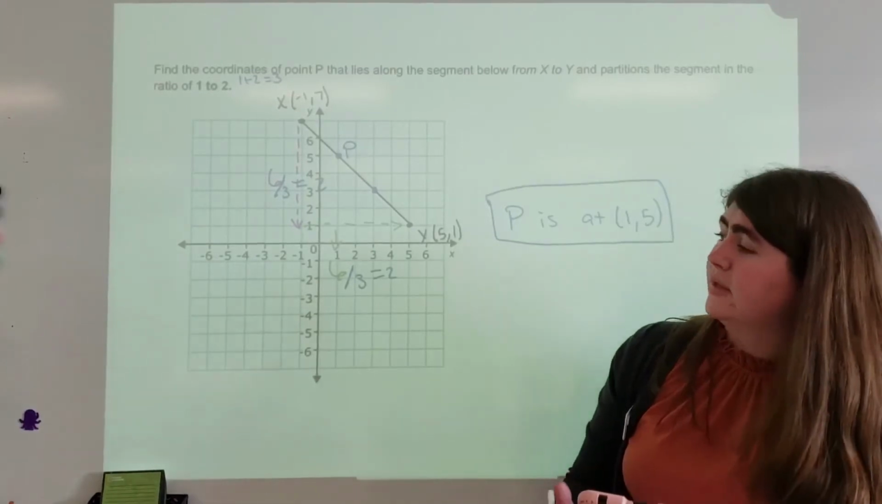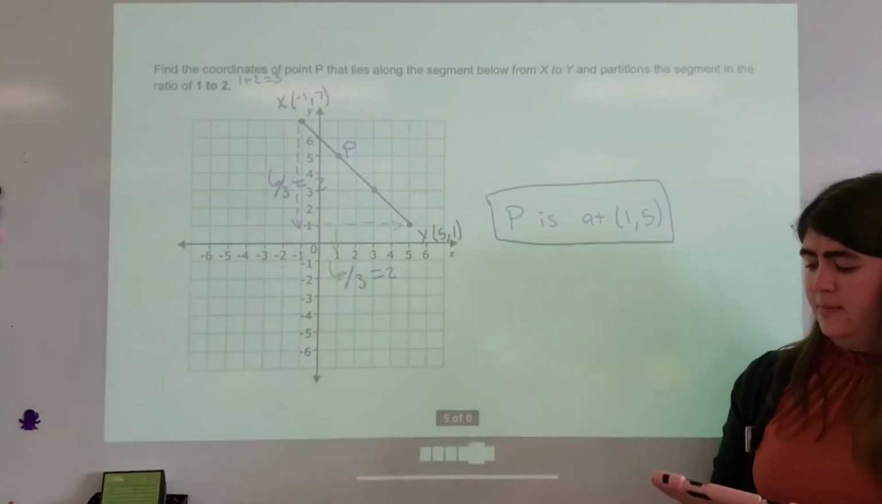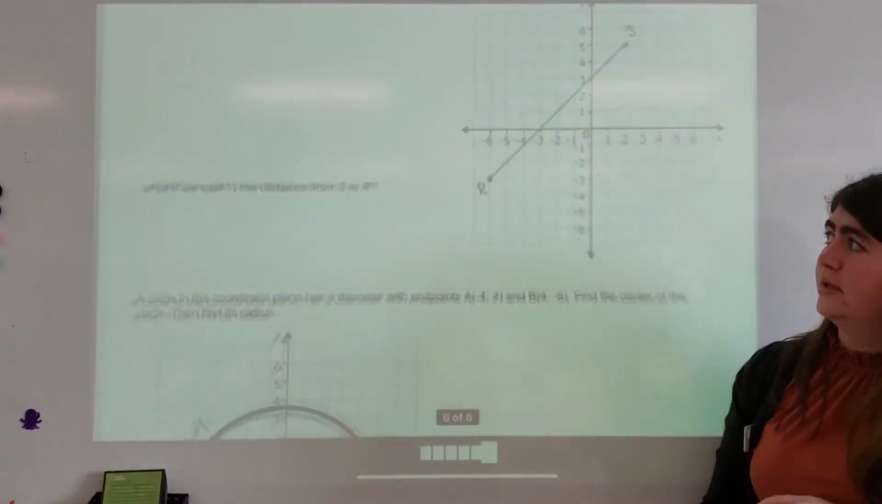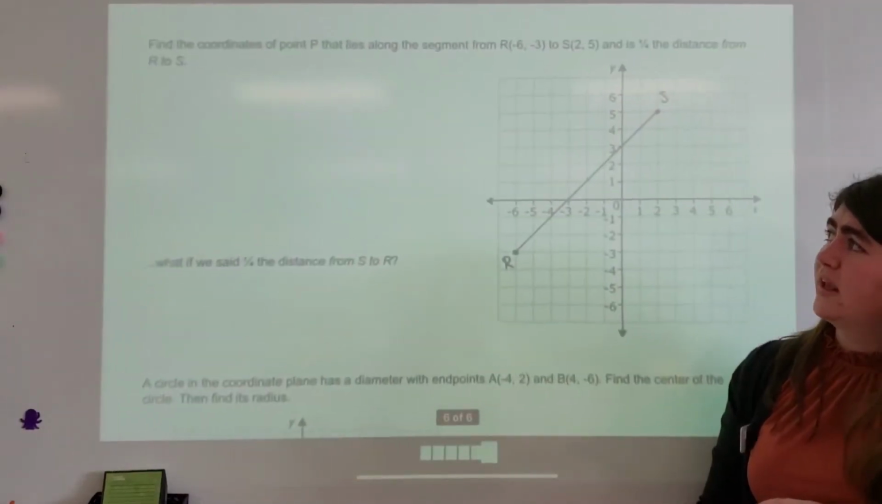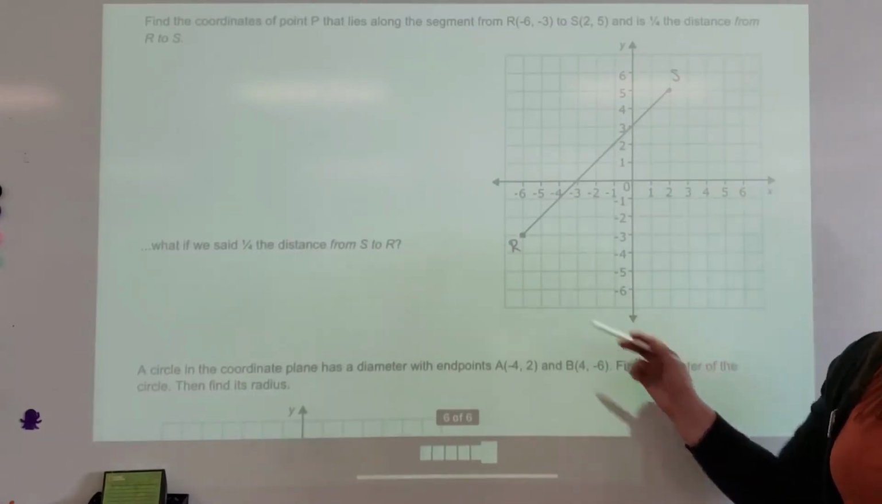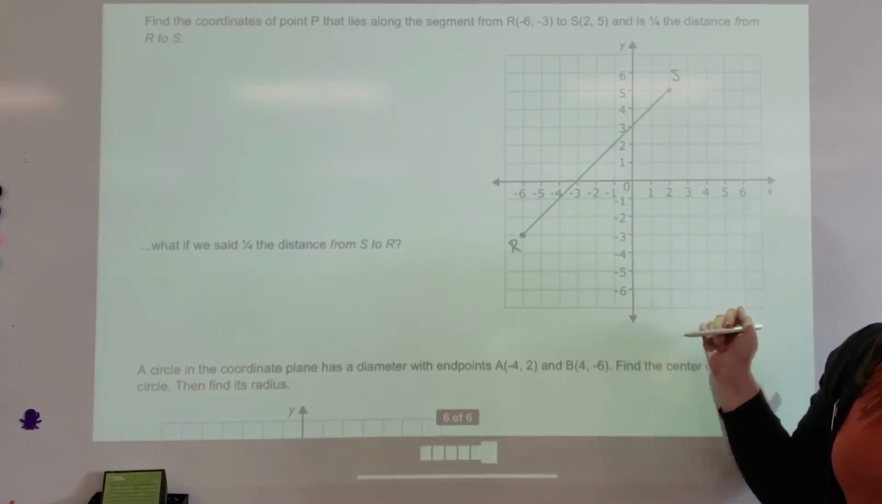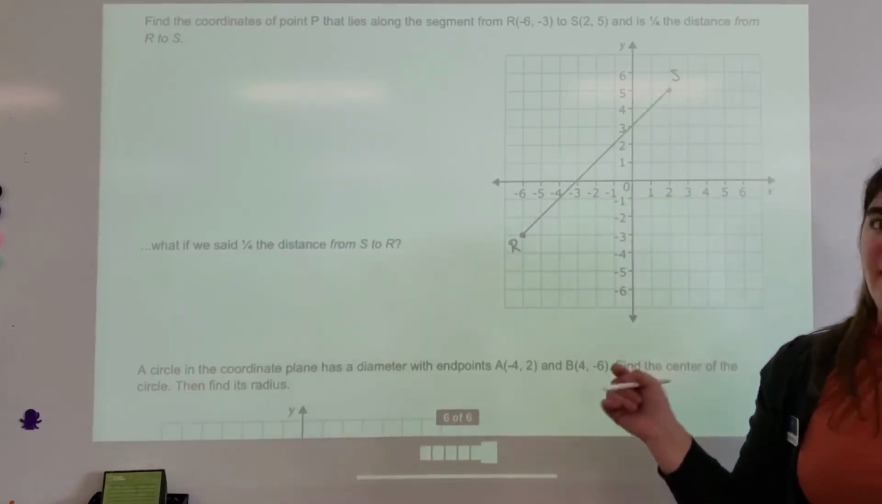All right, let's look at one more example. This next example is going to have a slight change in how it is written. It says here to find the coordinates of point P that lie along the segment from R to S and is 1/4 the distance from R to S.